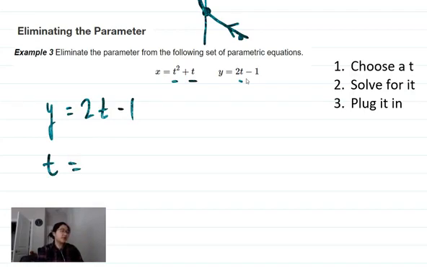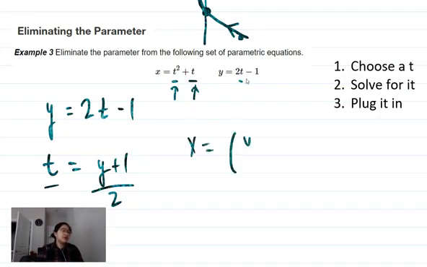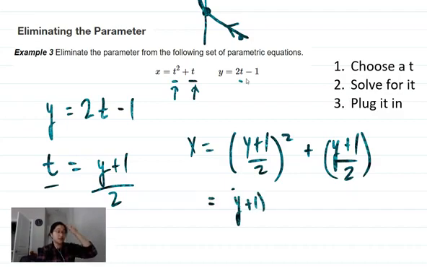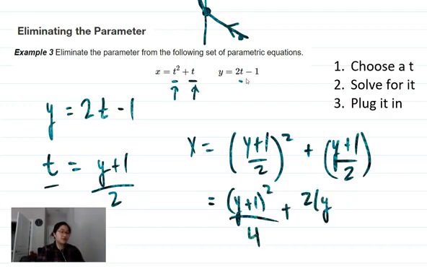So we get t equals what? y plus 1 all over 2. Yes. And so we plug this t in here wherever we see t's. And then we end up with x equals ((y plus 1) over 2) squared plus (y plus 1) over 2. We can do some algebra, so we get (y plus 1) quantity squared over 4 plus (2y plus 1) over 4. And so then we can simplify this more if we want to.